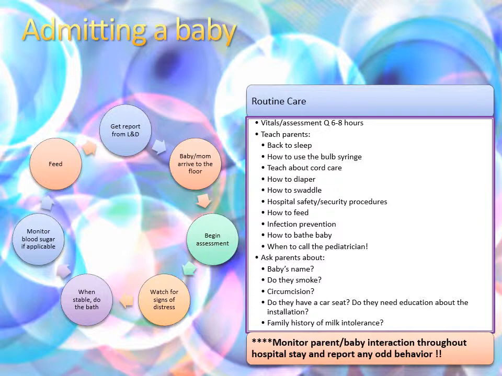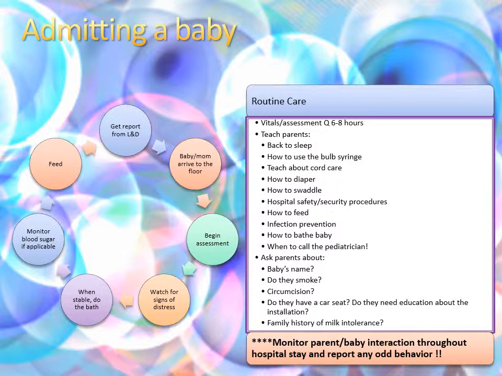And you want to make sure that you ask the parents about the baby's name. Do they smoke? Do they plan on circumcision if it's a male? Do they have a car seat? Do they need education about the installation of the car seat? You want to get family history of milk intolerance.